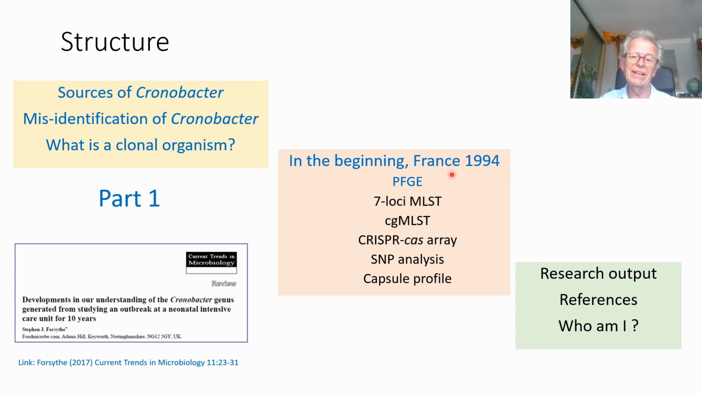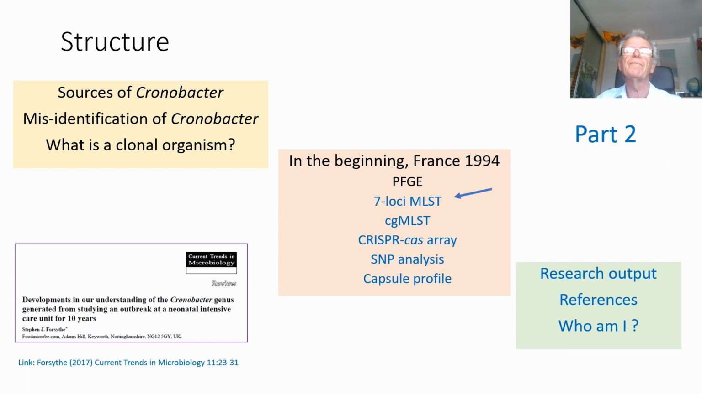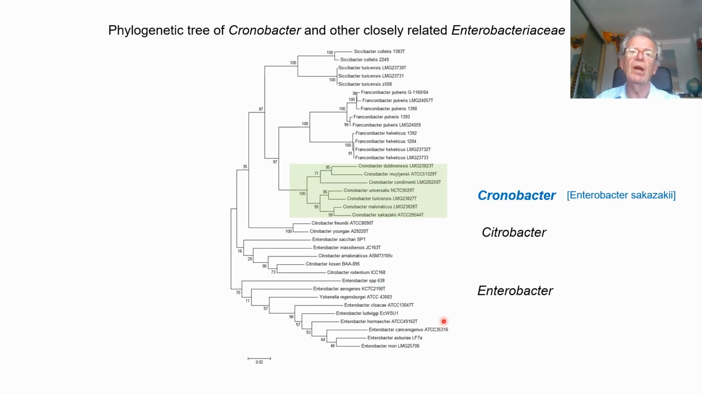We got as far in the last video talking about pulse field gel electrophoresis results. So part two is going to pick up with regard to multi-locus sequence typing. We're going to be looking at CRISPR-Cas arrays, SNP analysis, even capsule profiling, the research that's come out of this one outbreak, as well as key references and who am I? So let's just orientate ourselves.